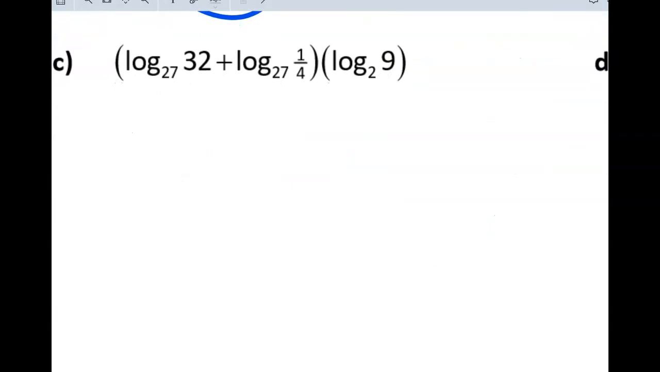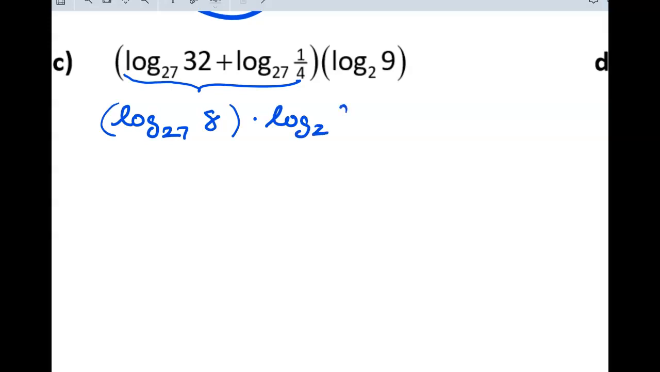And for this next one, we need to take care of the addition on the inside of this parentheses first before we multiply. And when we add logs, we multiply their arguments. So they're both base 27, so we can multiply them together and get the log base 27 of 32 times 1/4, which would be 8. And then we're multiplying that by log base 2 of 9.